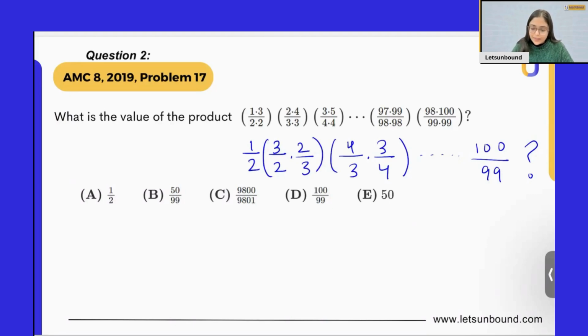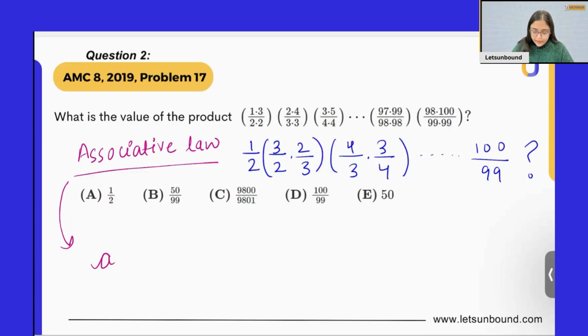So what is associative law? I have used associative law, which says that you can always change the parentheses and still get the same answer, isn't it? Let me just write the law for you. That is (A times B) times C gives you the same answer as A times (B times C), and this you can do for as many numbers as you want, right?